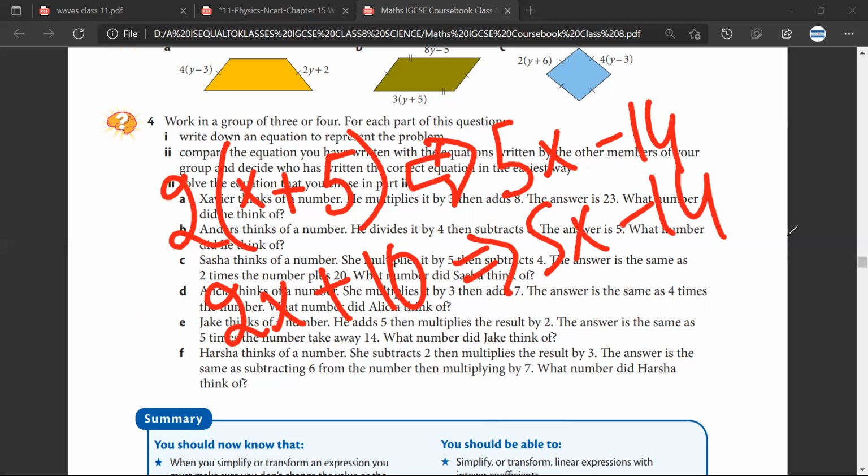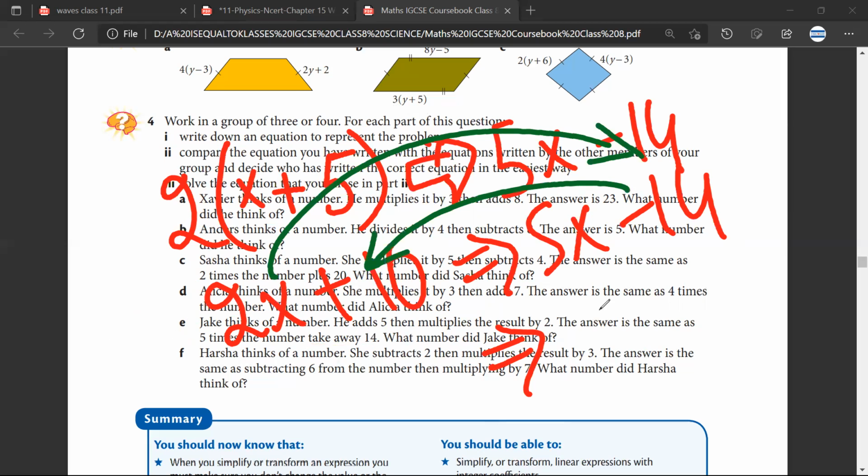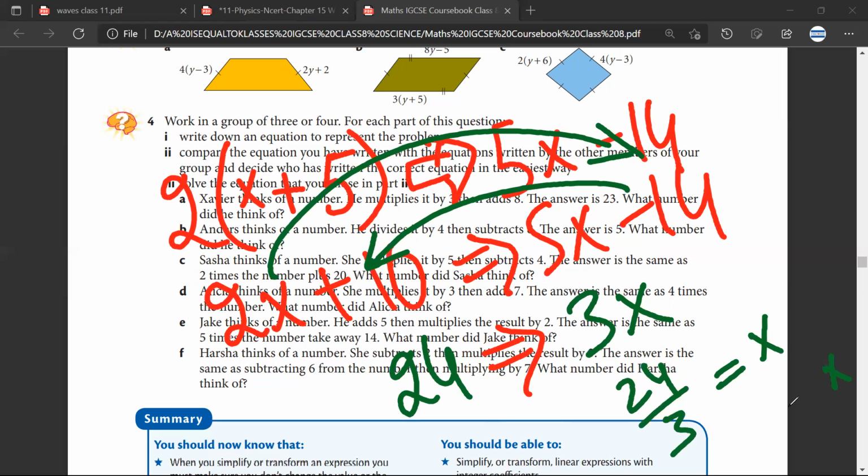So 2x plus 10 equals 5x minus 14. So 2x will go to the right hand side and minus 14 will come to the left hand side. So 24 equals 3x. Then x equals 8. So tell me, any doubt? No, sir.